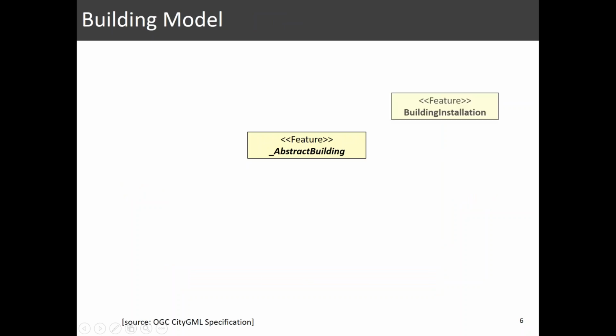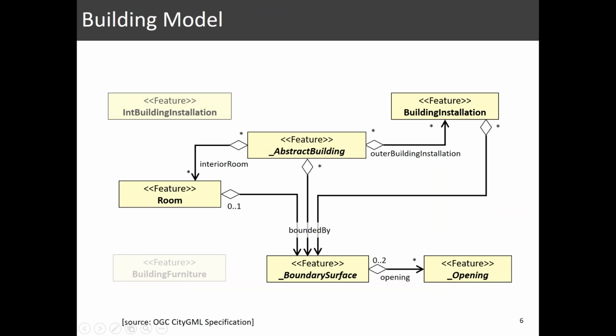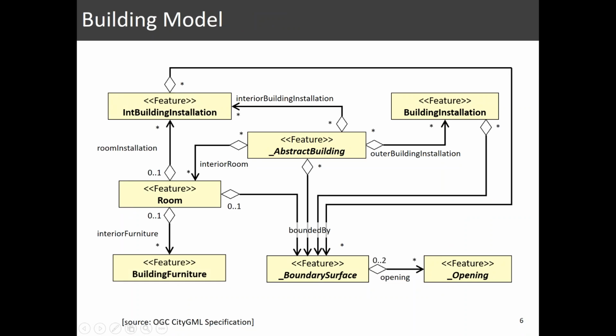So basically, the building model is composed of several feature types. The central feature type is a building. So a building is composed of several rooms here, and the room is surrounded by boundary surfaces. And to the boundary surface, we can attach an opening like a window or door.